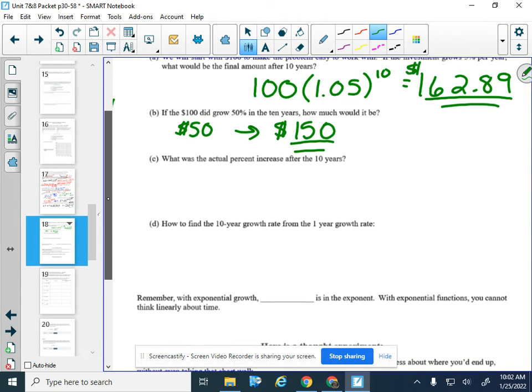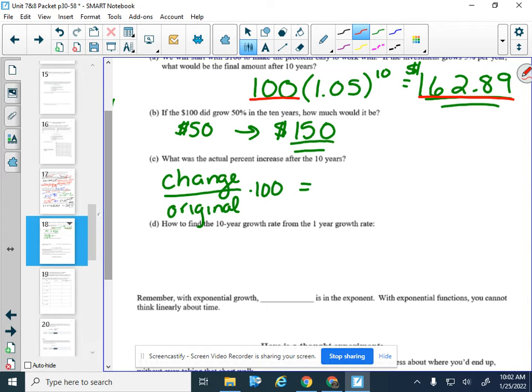The way we can find percent change, the 50 was super easy to figure out because I picked 100, so it's easy to know 50% of 100 is $50. But now we're going to use our percent change formula, which is the amount something has changed over the original value times 100. You've done percent increase and decrease before in math. I'm just pulling that formula up. Now, how much did my money change? My money changed by $62.89. So that's how much it increased.